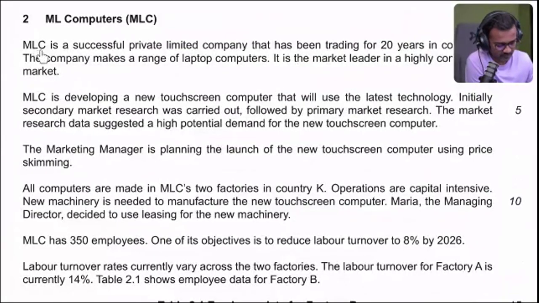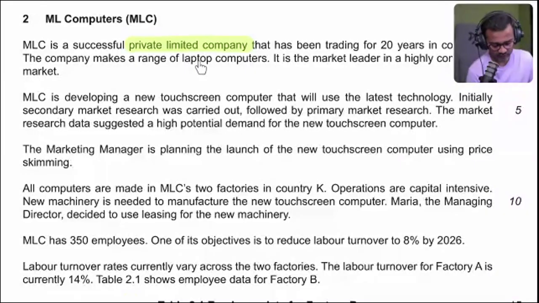So MLC is a successful private limited company that has been trading for 20 years in country K. So straight off the bat, we have our first piece of information that they are a private limited company. Now, what that tells us is that the ownership is amongst just a few people. The money is coming from few people also, but the profit is also being distributed to this little group of people, friends, family, trusted employees, other kind of people who become shareholders in a private limited company.